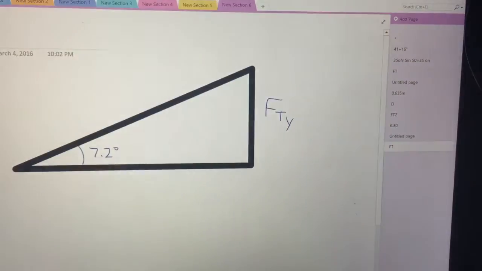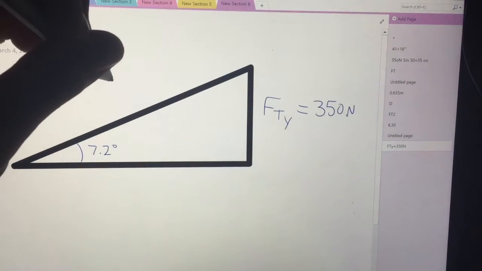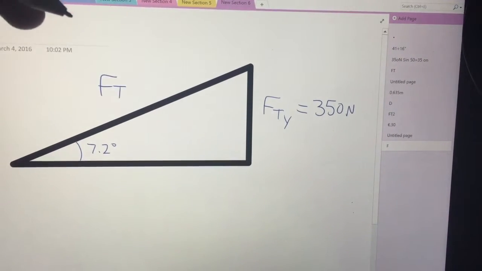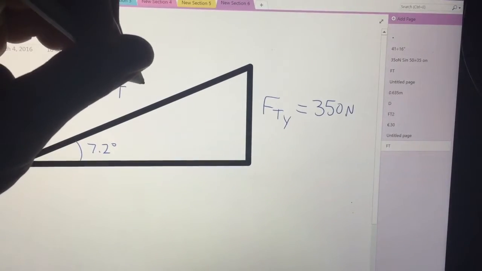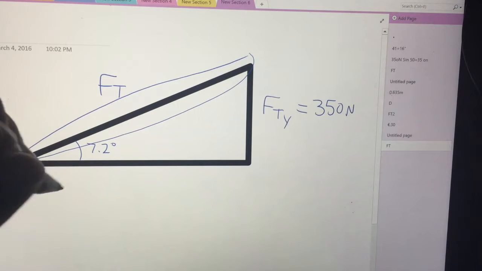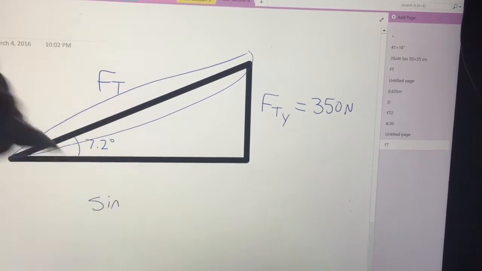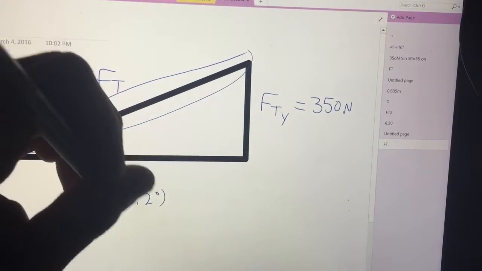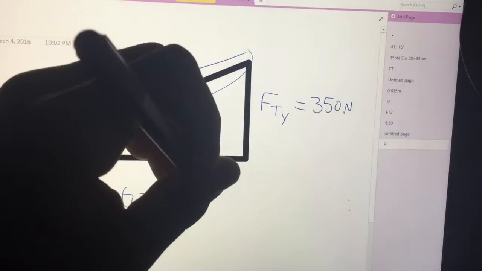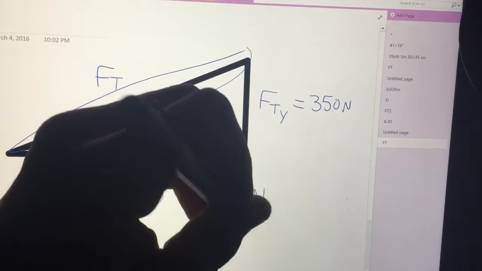So we have the vertical component of tension, which we know to be 350 newtons, is the y component of this triangle, and then the force of tension is the hypotenuse of this triangle. So using that, we can come up with the equation sine 7.2 degrees equals 350 newtons over the force of tension.